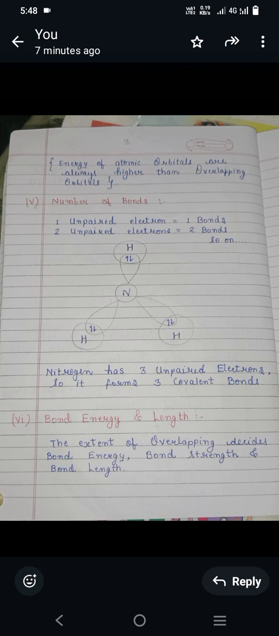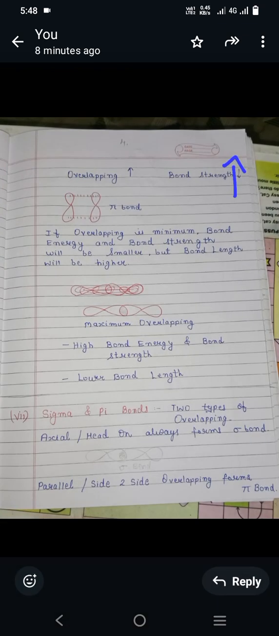Now the sixth point is bond energy and length. The extent of overlapping decides the bond energy, bond strength, and bond length. If your overlapping is higher, your bond strength and bond energy both will be higher, but bond length will be smaller, and vice versa.